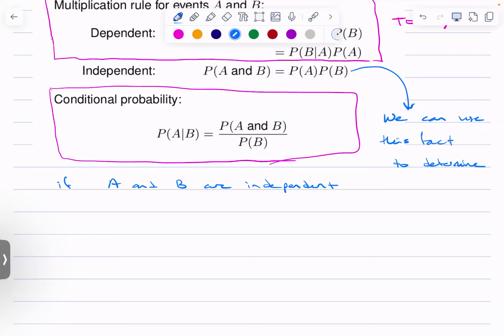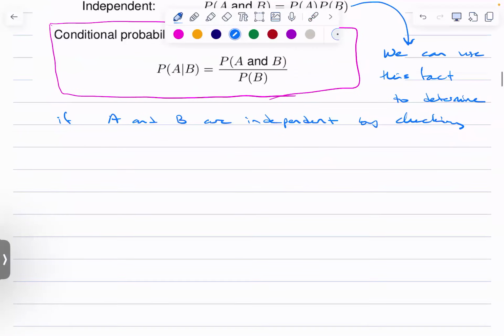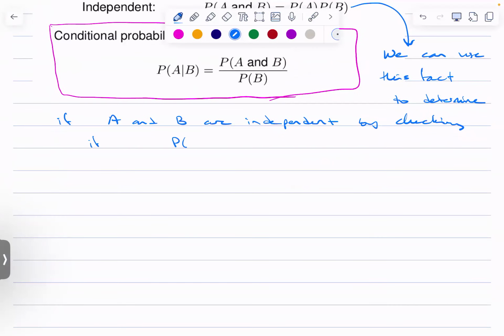So we can use this fact to determine if A and B are independent by checking if the probability of A and B is equal to the probability of A times the probability of B. If you have these three probabilities, you can multiply the probability of A times the probability of B, and if it's the same as the probability of A and B, then you can say they're independent. But they must be exactly the same.